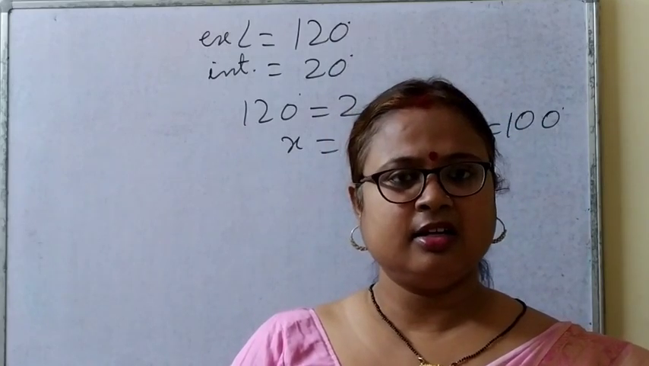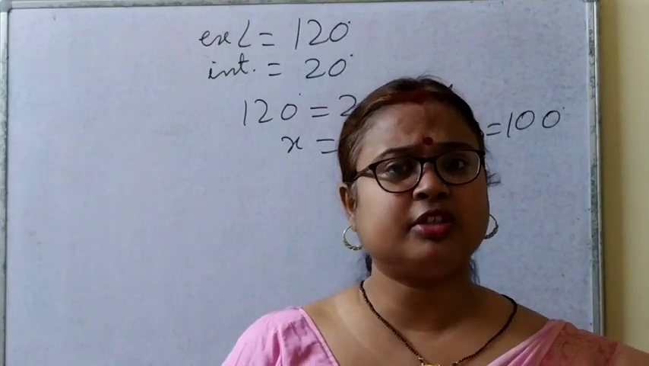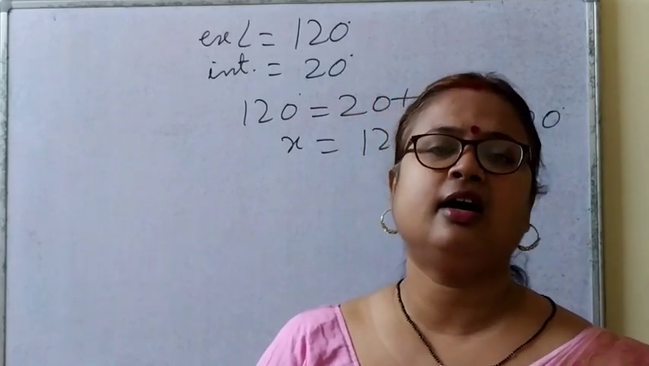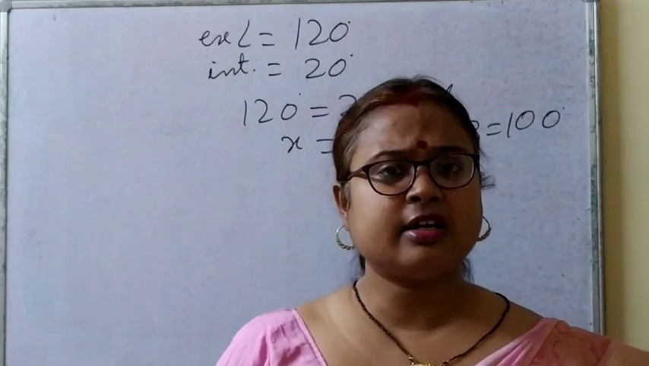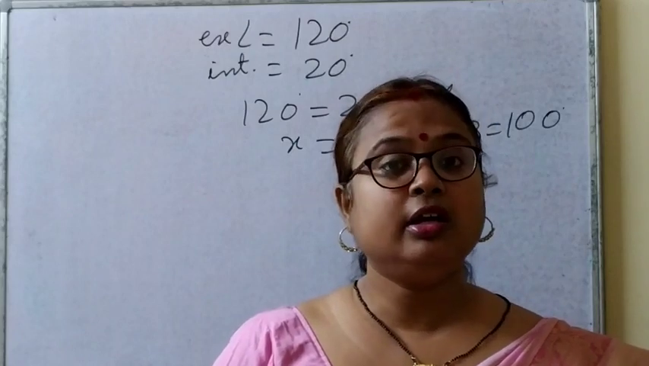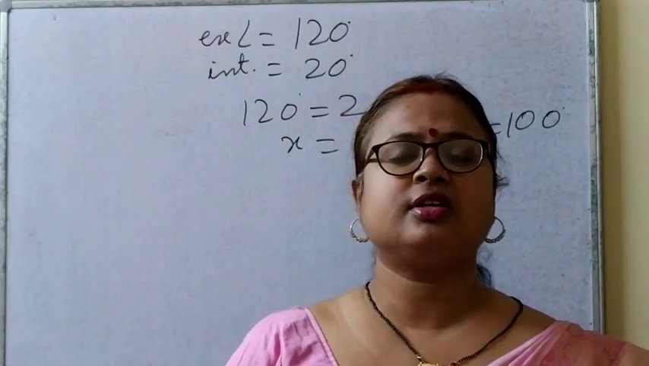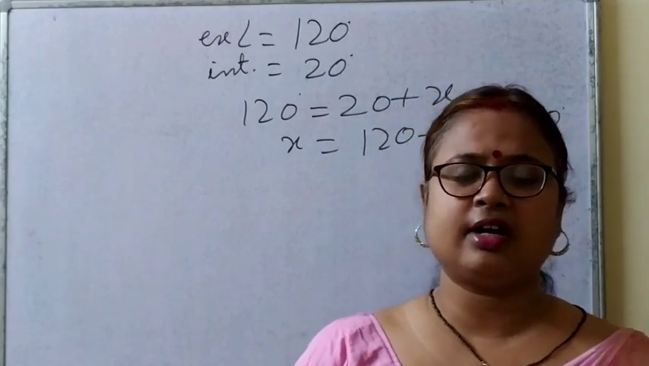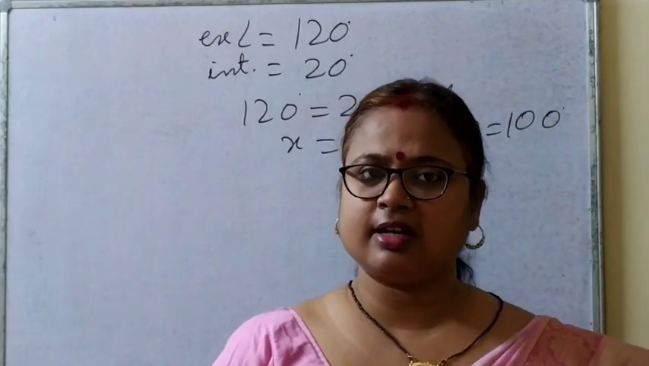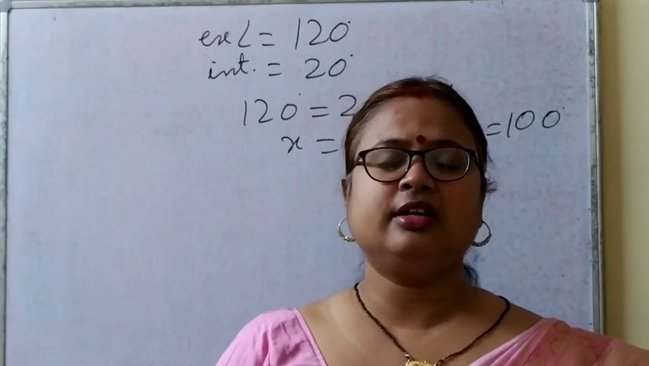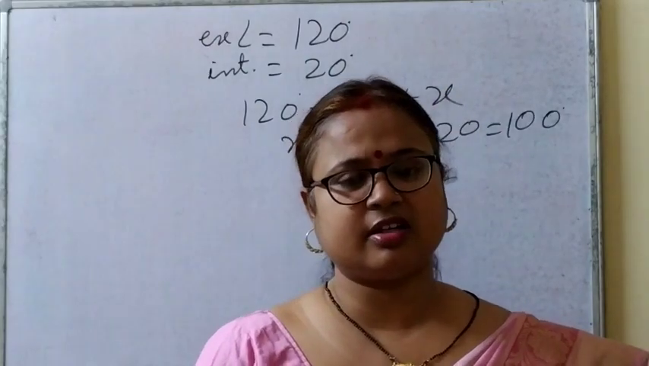Same way, on the basis of sides also there are three types of triangle: scalene triangle, equilateral triangle and isosceles triangle. Scalene triangle means when all the sides of a triangle are not equal to each other. Clear? If all the sides of a triangle are equal, then it is an equilateral triangle. And if two sides of a triangle are equal, then it is called an isosceles triangle.